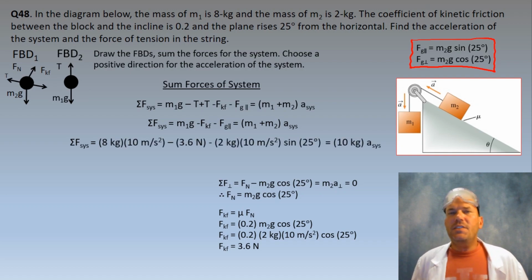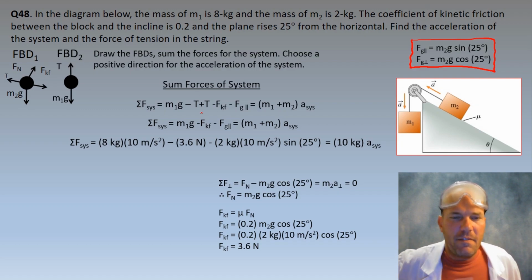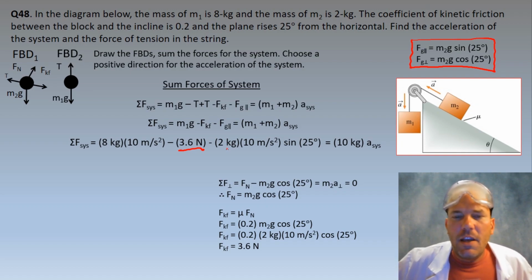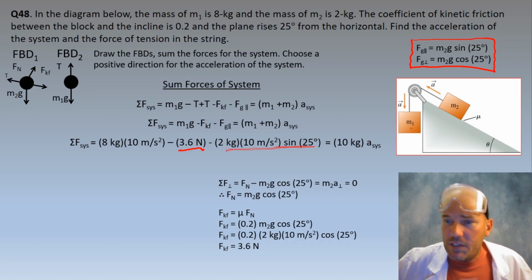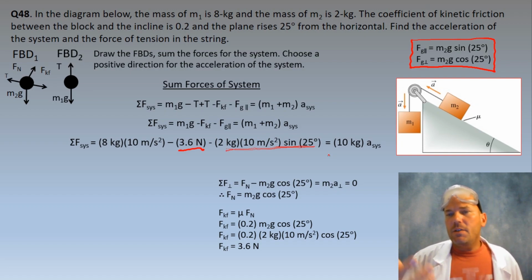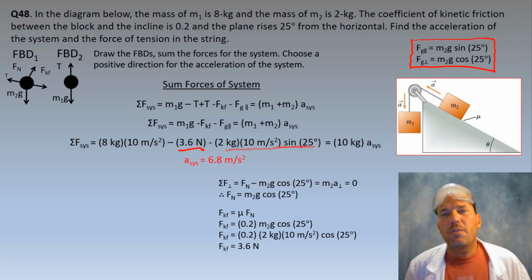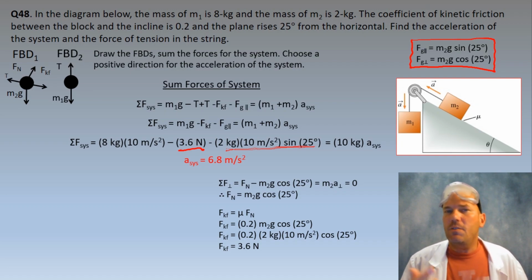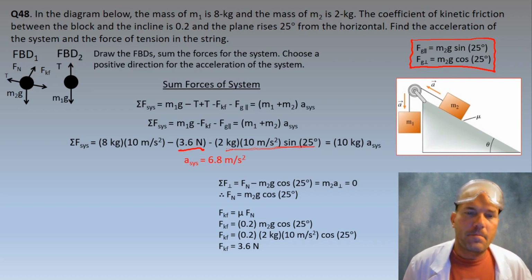Now we can look at our system and plug in everything we know because we now have a value for the force of kinetic friction, and this value here is the force of gravity parallel with, and that's an opposing force in this system, and that's equal to the mass of the system, or 8 plus 2, and now we can finally find the acceleration of the system to be 6.8 meters per second squared, and that's in the positive direction, which we defined. Okay?